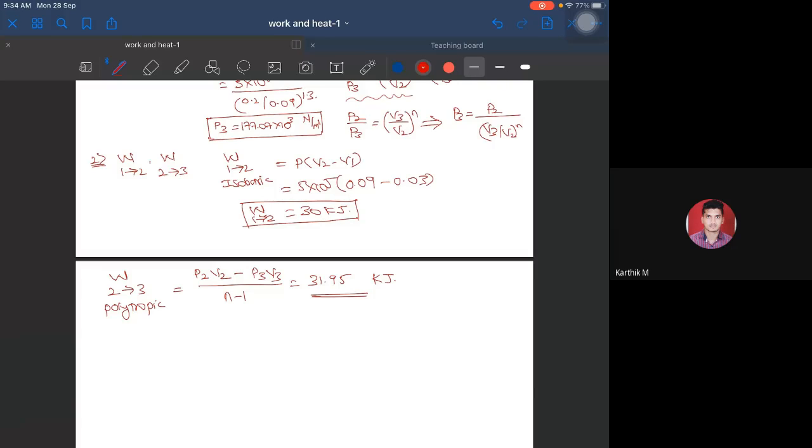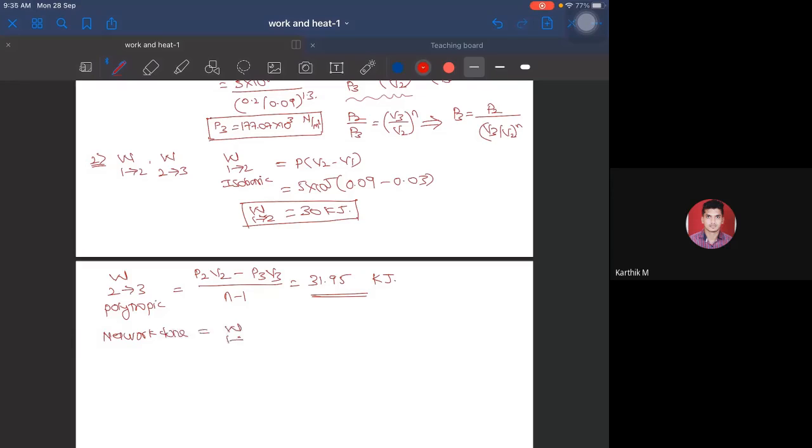Even he has asked for the net work done, correct? So net work done is the work done from 1 to 2 plus the work done from 2 to 3. Just add up the things. So it is 30 plus 31.95, around 61.95 kilojoules. Just check the values. Shehzad, Abdullah, Sagar.